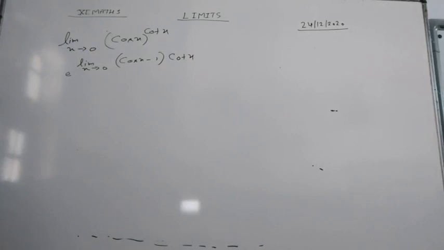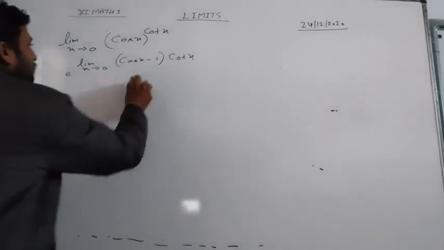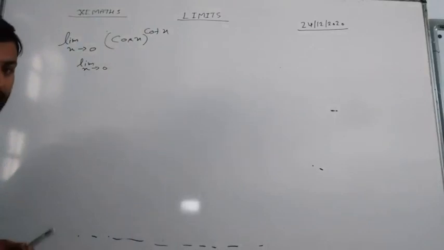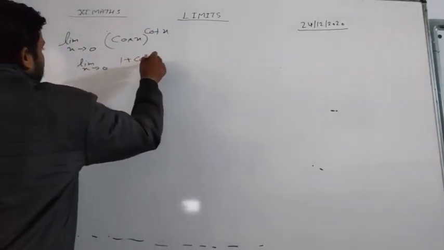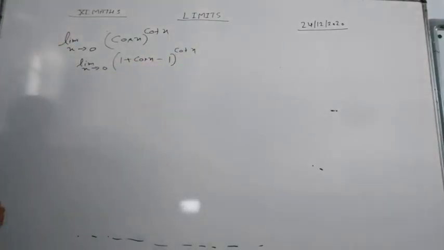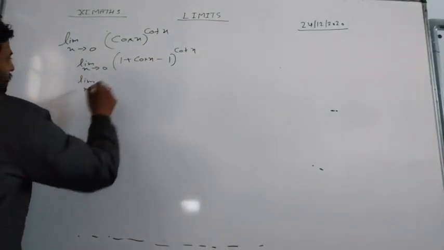Okay, student, so we write this. So student, first we make this in this form. Okay, first we will solve it. We write (1 + cos x - 1)^(cot x), and limit x tends to 0.